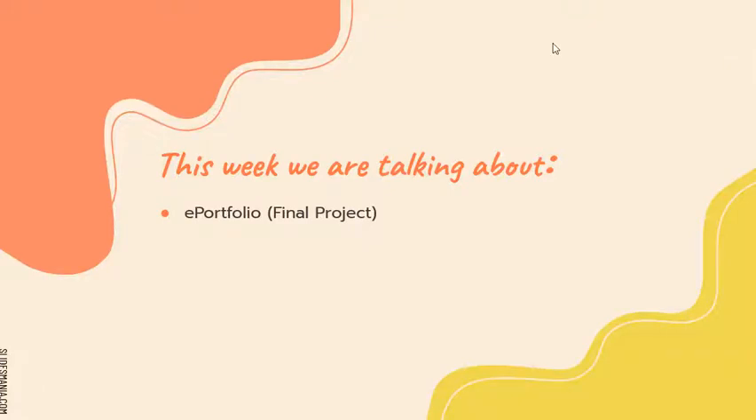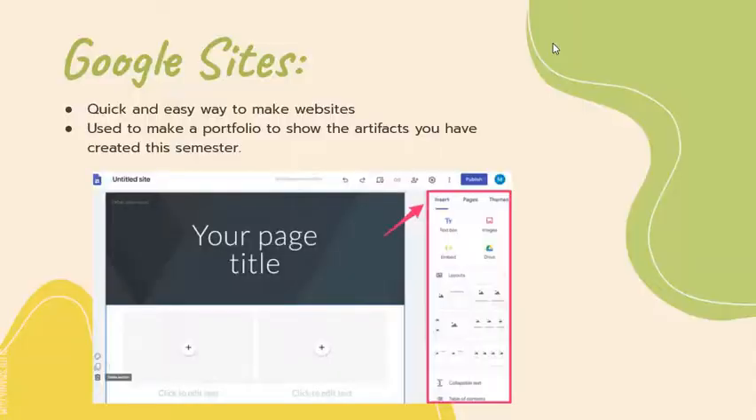This week we're going to talk about the e-portfolio, which is your final project in the class. You're going to create this final portfolio using Google Slides, which is an easy and quick way to make easy websites. This portfolio will be used to show the artifacts that you've created this semester, and the idea is that you'll continue to add to it for your next upcoming semesters as well as your other projects, so that you'll be able to link it to your resume to have a nice working portfolio to show to potential employers.